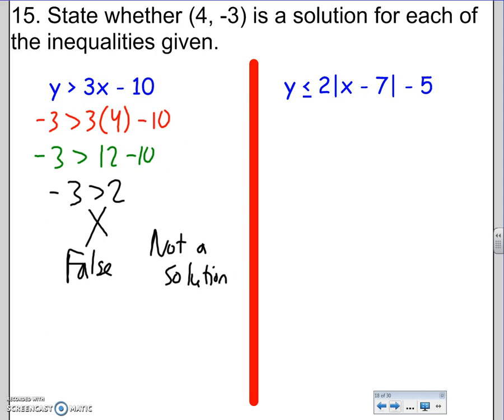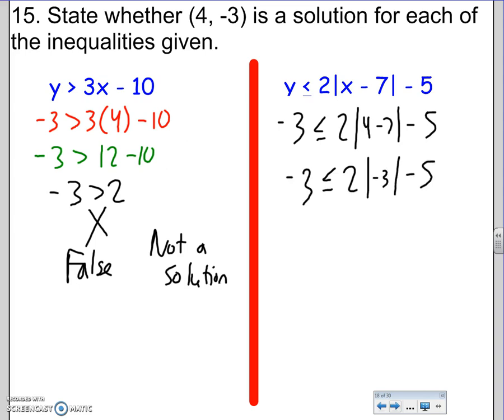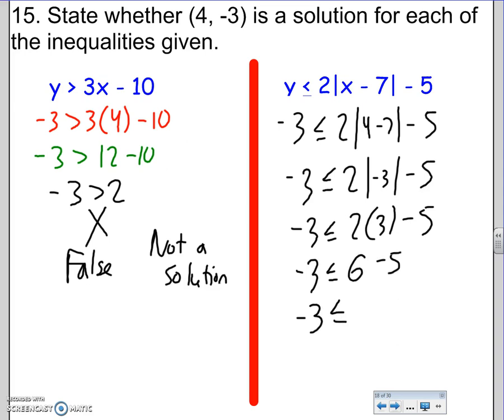I'm going to try it for the other one. I'm going to plug it in. So -3 less than or equal to 2 times the absolute value of 4 minus 7. Make sure you work on the inside first. So 4 minus 7 is -3. Absolute value of -3 comes out +3. I multiply that. Then 6 minus 5. I simplify. -3 less than or equal to 6 minus 5 is 1. That is true. True means it is a solution.